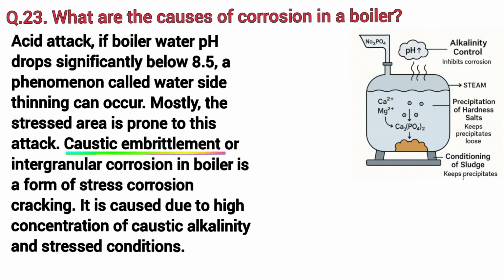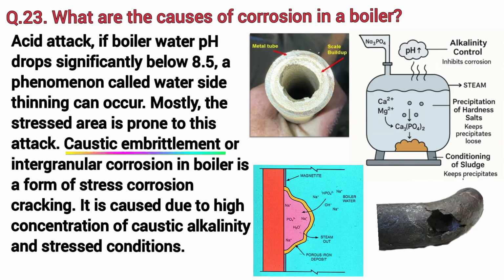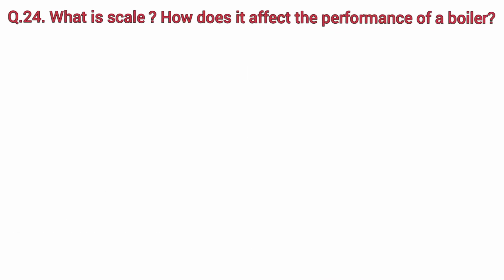Caustic embrittlement or intergranular corrosion in boiler is a form of stress corrosion cracking. It is caused due to high concentration of caustic alkalinity and stressed conditions. What is scale? How does it affect the performance of a boiler?